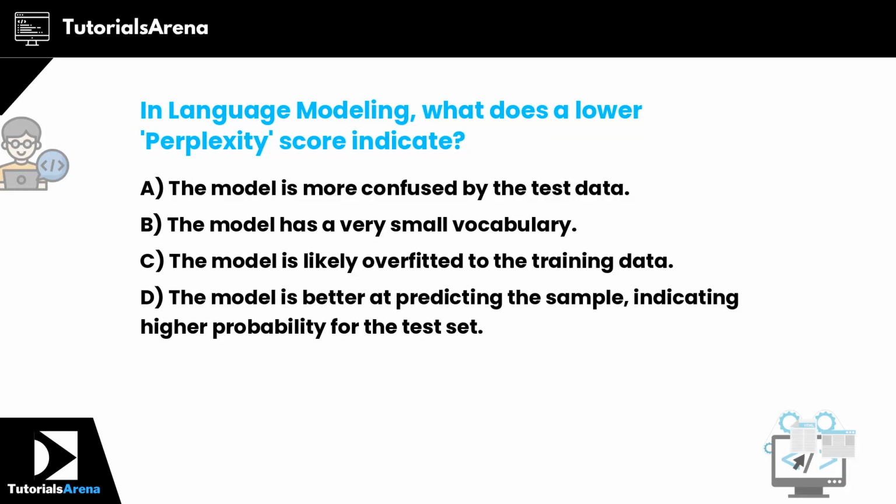In language modeling, what does a lower perplexity score indicate? The correct answer is option D. The model is better at predicting the sample, indicating higher probability for the test set.